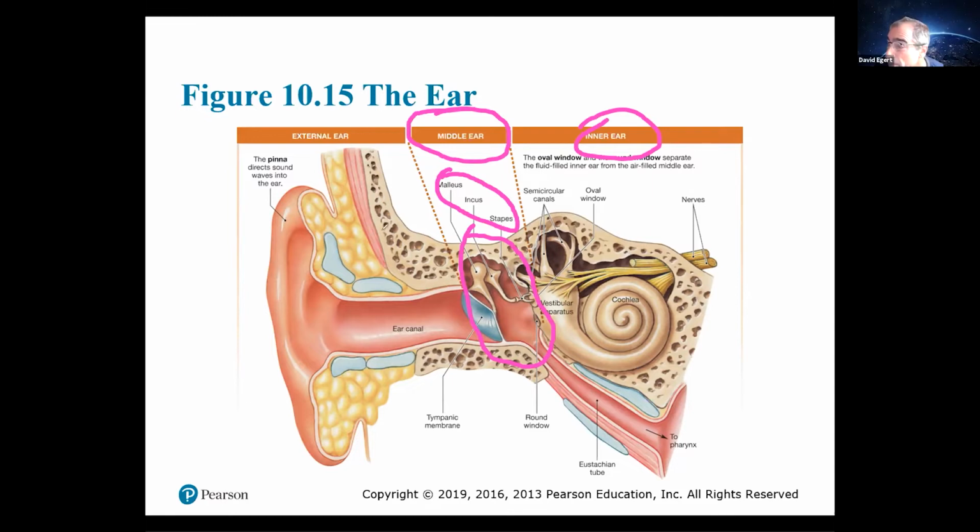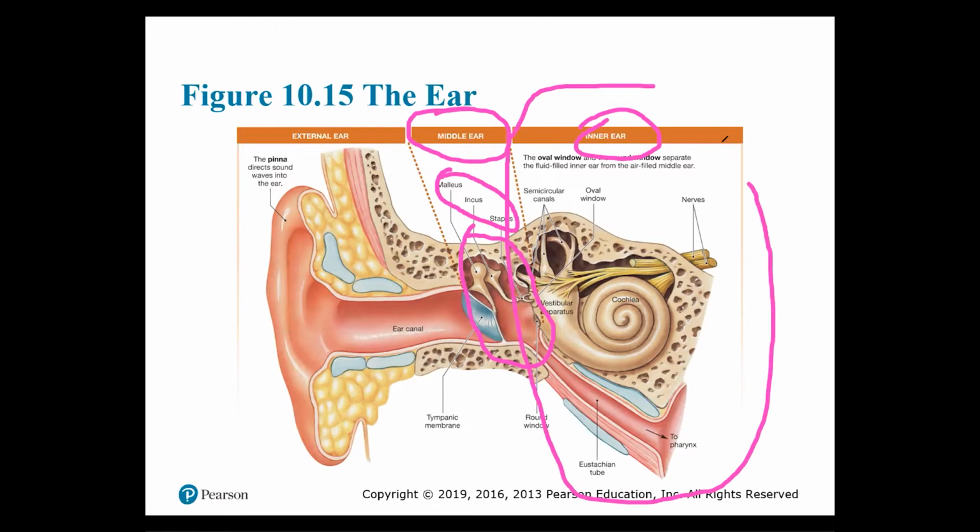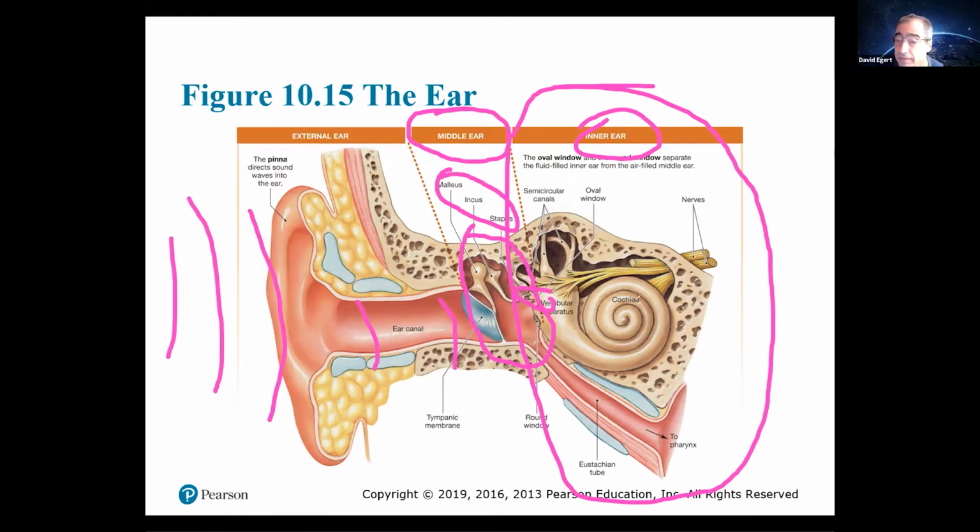Yeah. So now we're gonna get to the inner ear. I just have one really quick question. So the air vibration comes from the external ear into the middle ear, and then the fluid vibration happens in the inner ear? Yes. Okay.